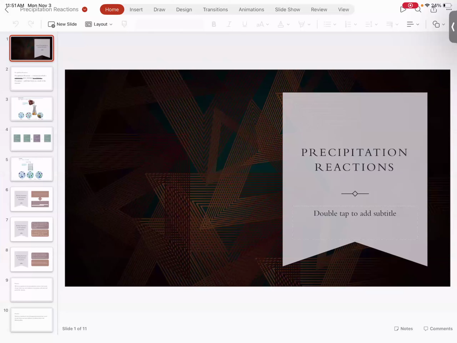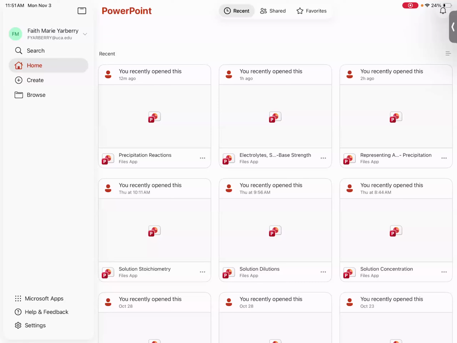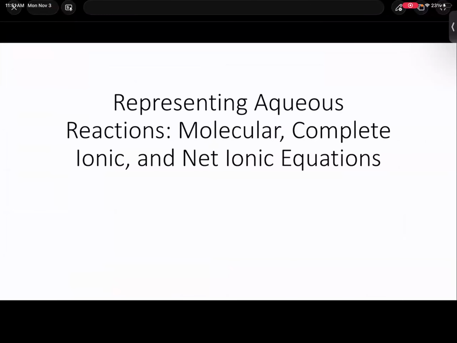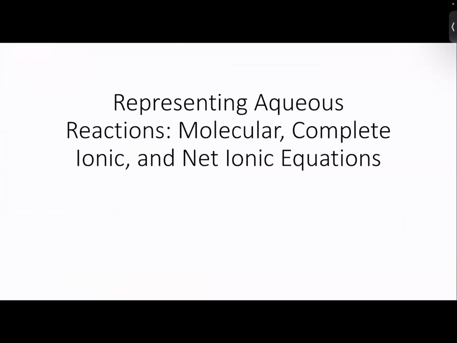Now, for the last bit: representing aqueous solutions. What I just did was develop the molecular equation for a precipitation reaction.